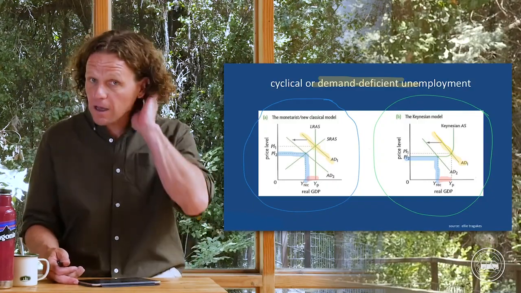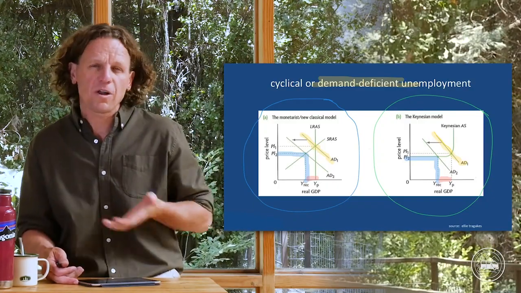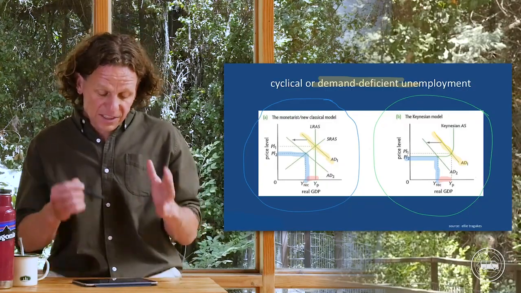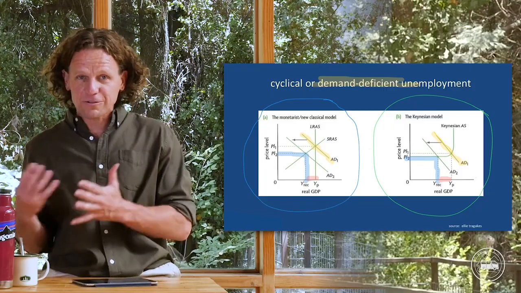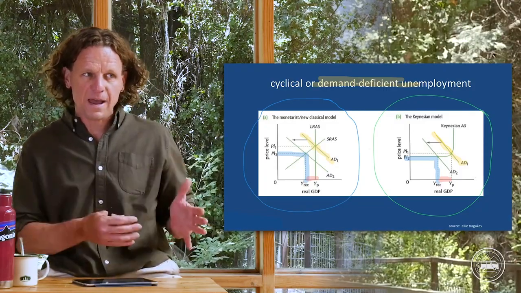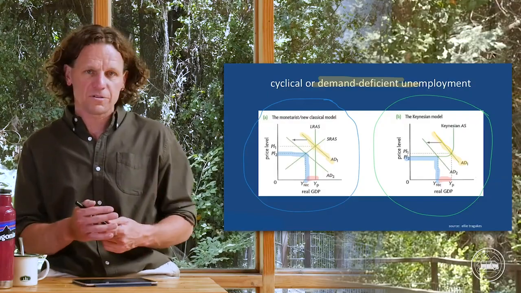I prefer the neoclassical model because I feel like you have fewer decisions to make about where you draw aggregate demand. Okay, but that's how you would show either business cycle demand deficient, cyclical unemployment or demand deficient unemployment on either one of those diagrams.